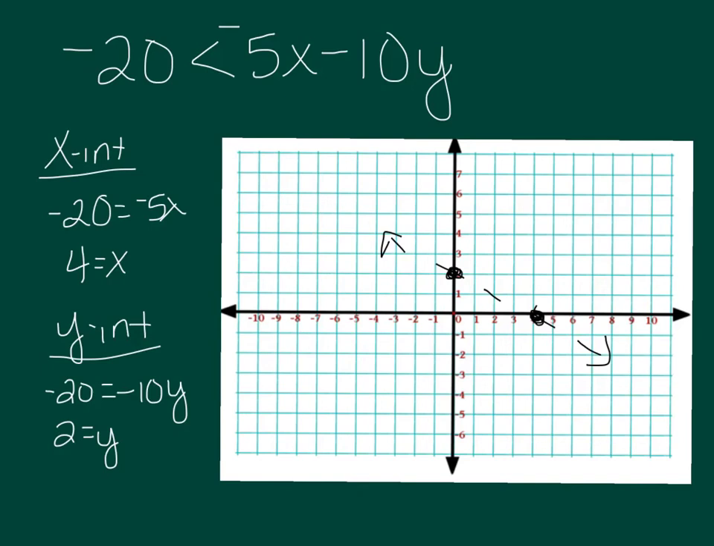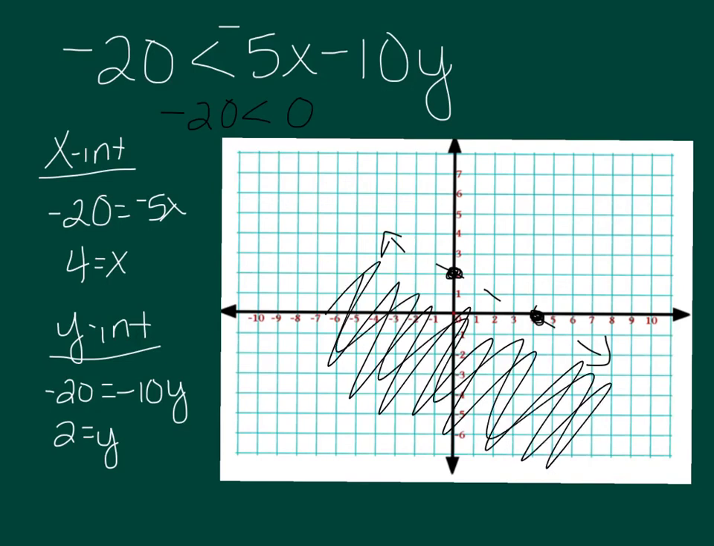Now when you plug it in, all this right here is going to equal 0. So really all you have to say here is negative 20 is less than 0. And negative 20 is less than 0, so once again we're going to shade on the side of the line where 0, 0 is.